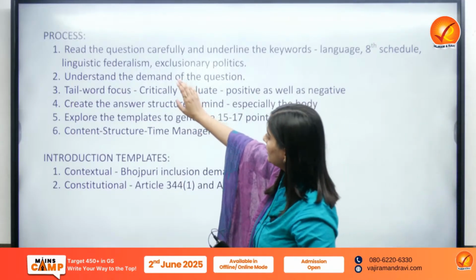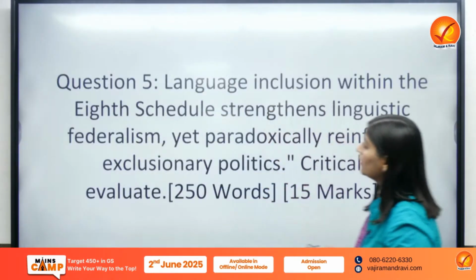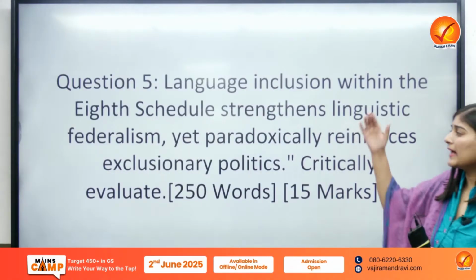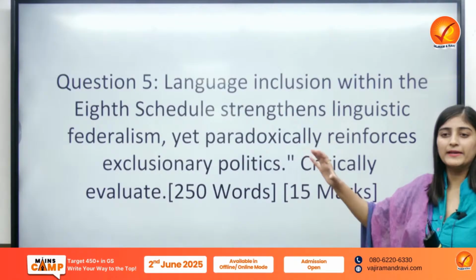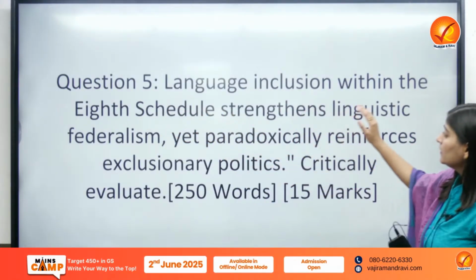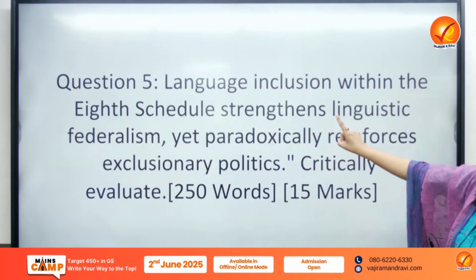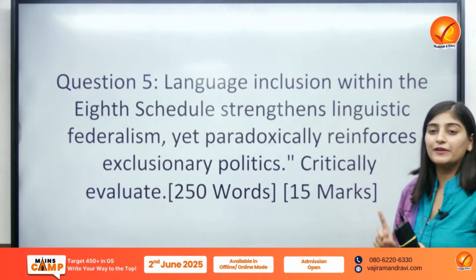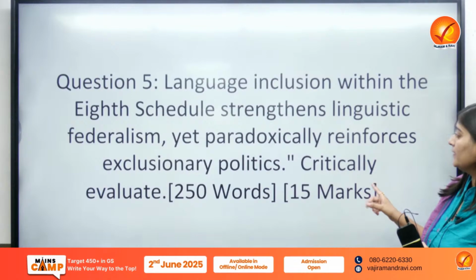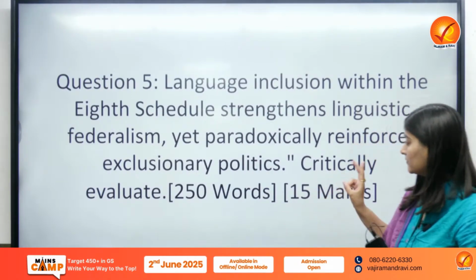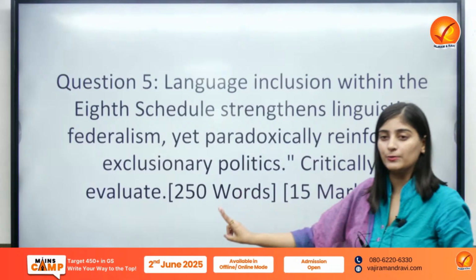So now, understanding the demand of the question. Actually, there are just two main core demands. Firstly, you need to brief about the eighth schedule, and then there are just two parts. How does inclusion in the eighth schedule strengthen linguistic federalism in India? And secondly, how does it reinforce exclusionary politics? And the tail word, that is, critically evaluate.